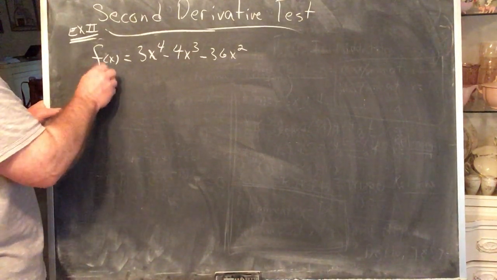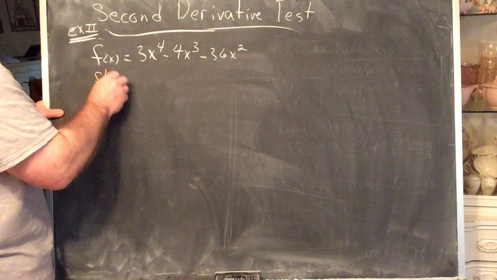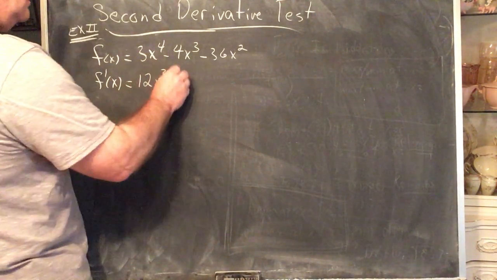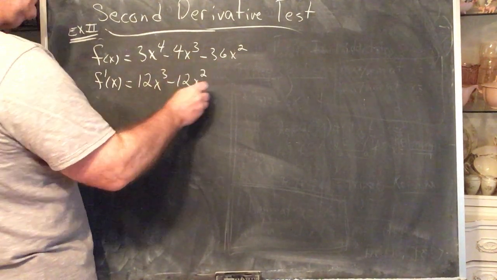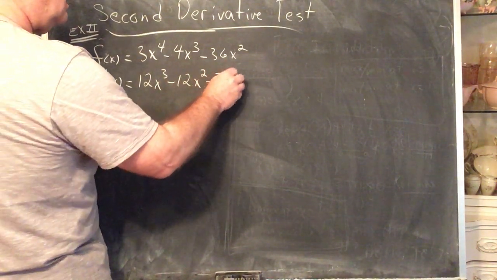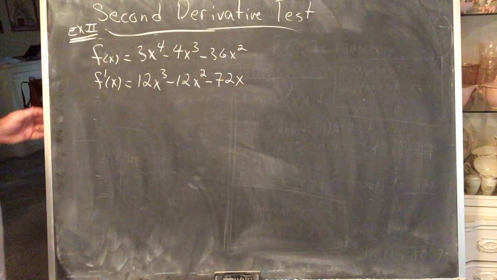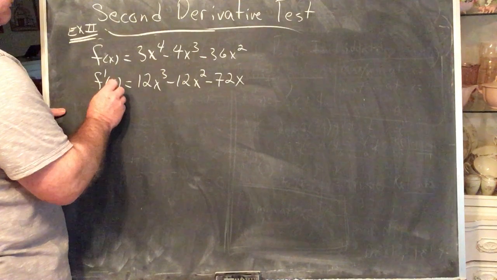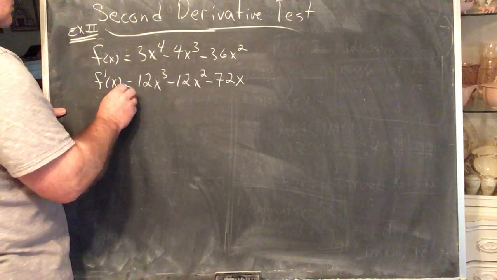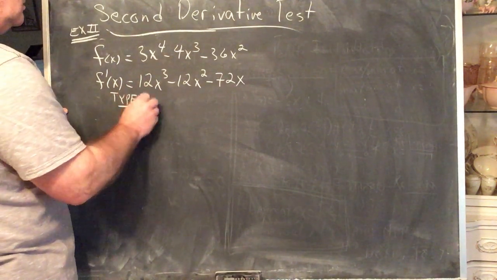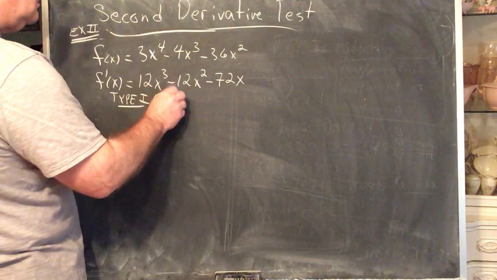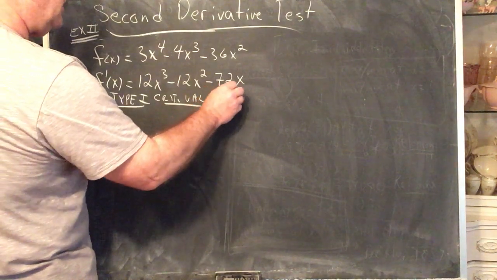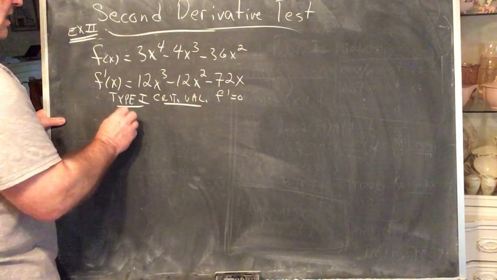All right, so assume you have the derivative, 12x to the third minus 12x to the second minus 72x. We're going to set that to 0. Type 1 critical values, that's where the derivative is equal to 0.